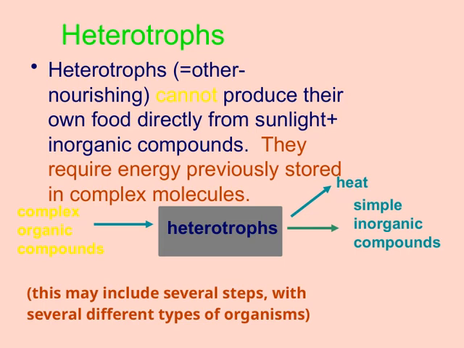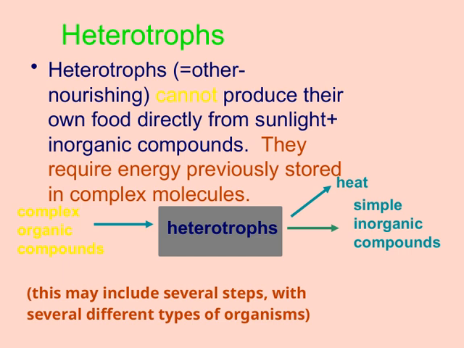Now, let's talk about heterotrophs. The term heterotrophs, which means other nourishing, refers to organisms that cannot produce their own food directly from sunlight and inorganic compounds. Instead, they rely on energy that has already been stored in complex molecules. Essentially, they have to consume other organisms or organic material to get their energy. This process can be quite intricate, often involving several steps and different types of organisms working together.